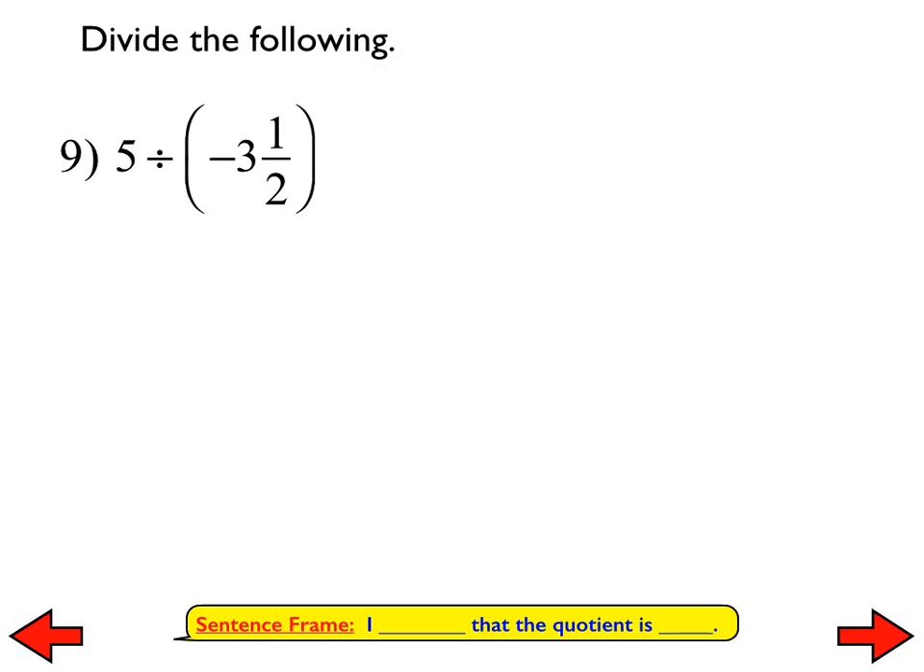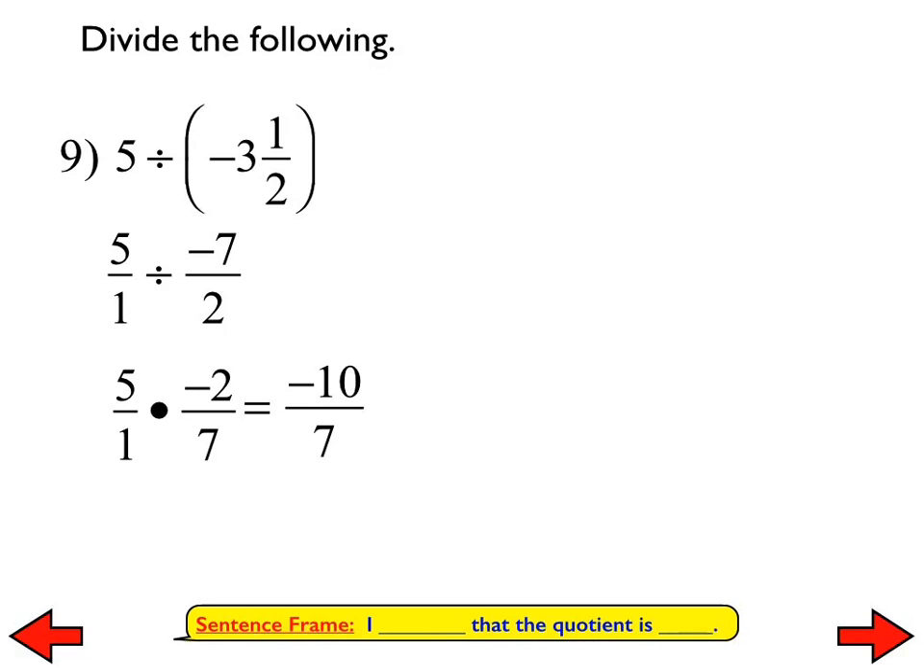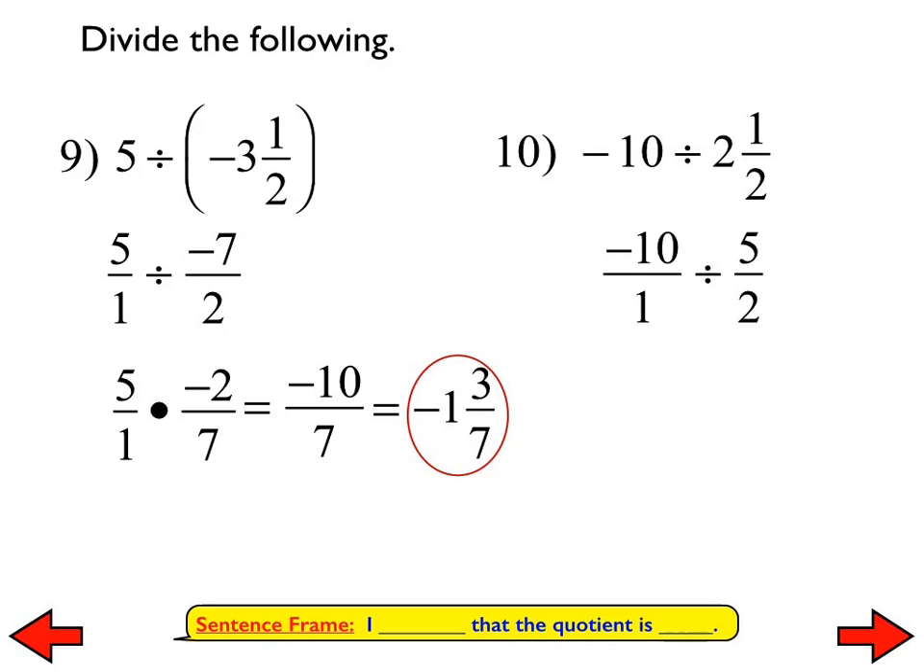Number 9, we need to turn them both into improper fractions first. Then turn that into a multiplication problem. And then we can't do any cross-dividing, but we should end up with a quotient of -1 3/7. And then the last problem, turn them both into improper fractions. Turn it into a multiplication problem. Cross-divide where we can. And we end up with -4 for the quotient.